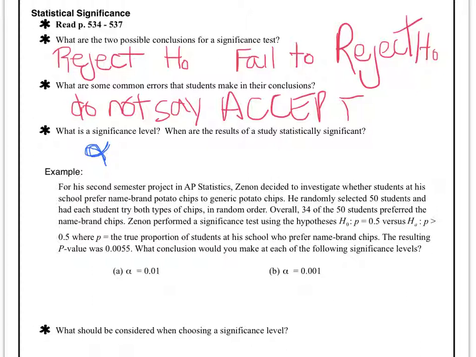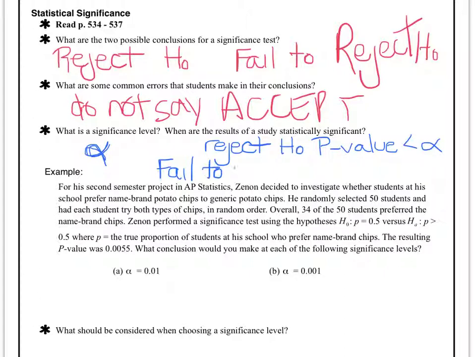Okay, so the results of a study are statistically significant, and that's when we're going to reject the null, when our p-value that we talked about yesterday is less than alpha. Okay, we are going to fail to reject, meaning our results are not statistically significant, when our p-value is greater than alpha. So less than alpha, reject. Greater than alpha, fail to reject.